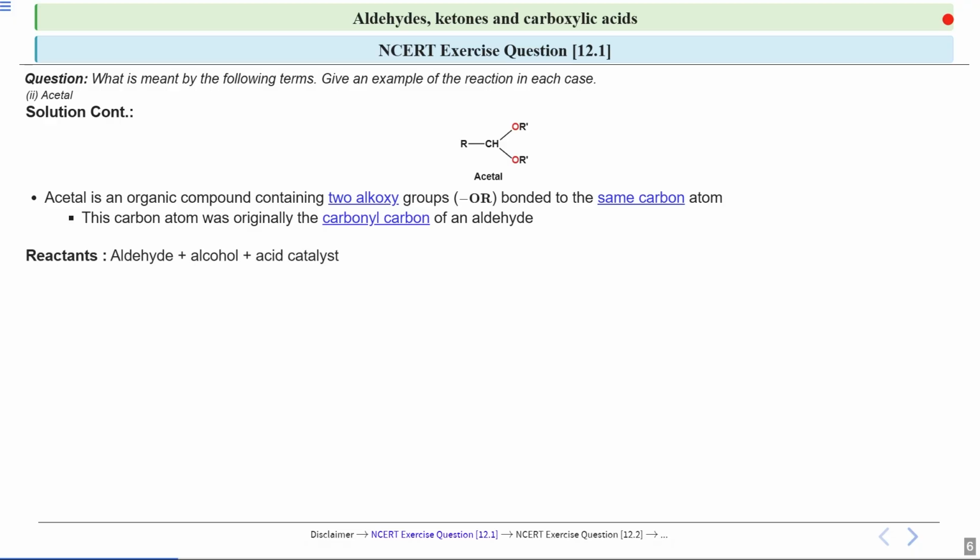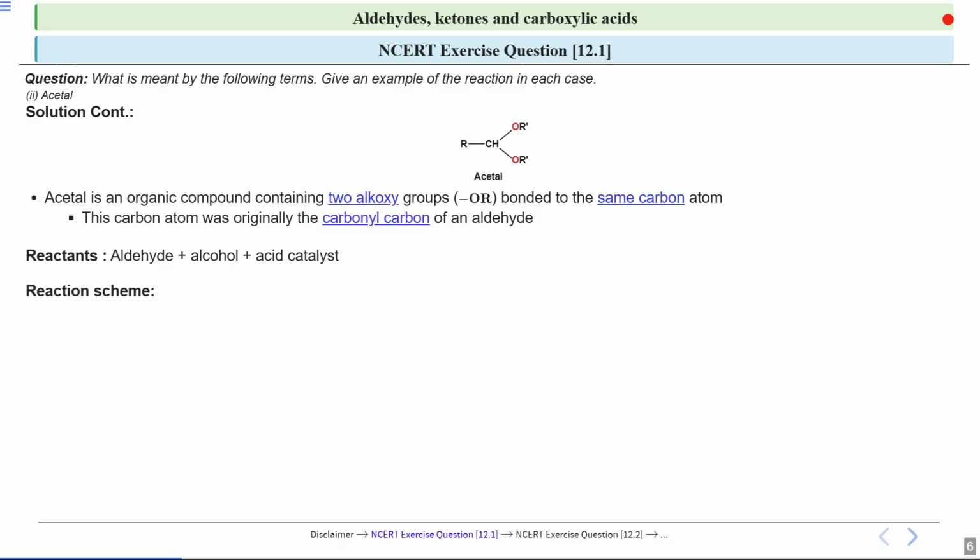Now to form an acetal, we need three things. First, we need an aldehyde, we need an alcohol, and we need an acid catalyst. This acid catalyst helps to speed up the reaction. Okay, so this combination is essential for acetal formation.